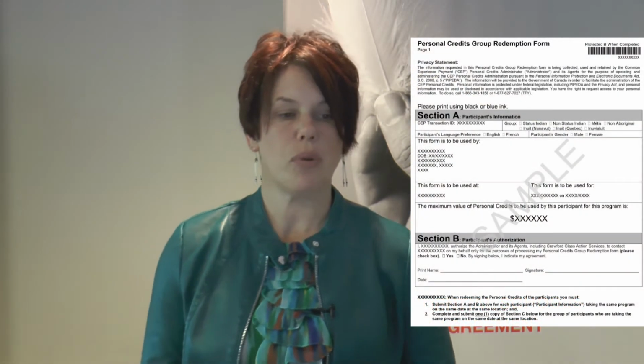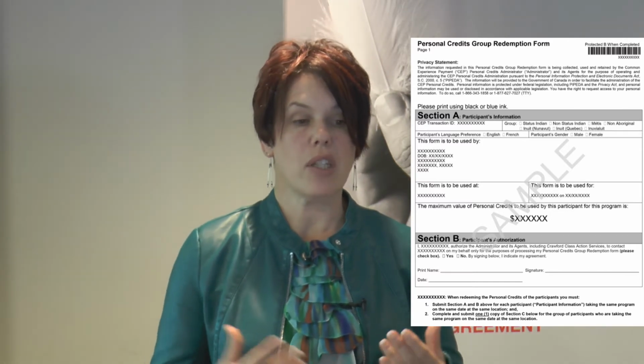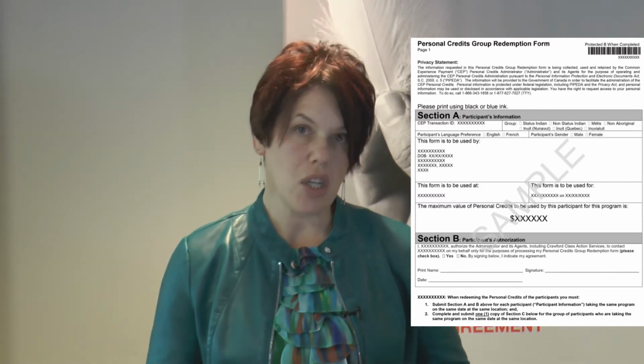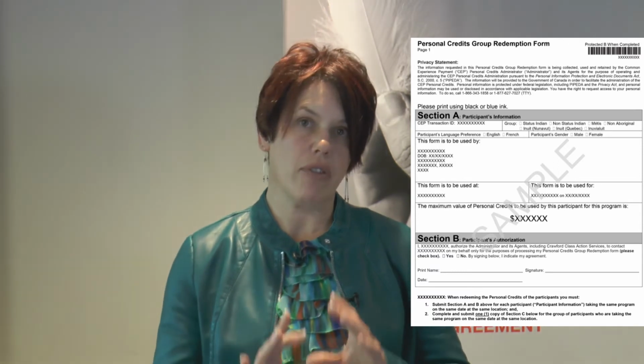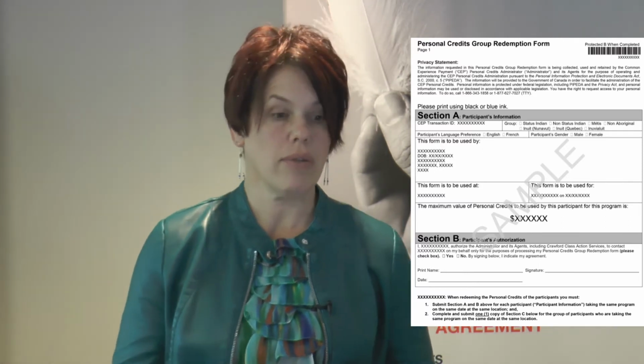Okay, so now you should have the Group Education Service redemption form in front of you. And on the very first page, it has section A, which is pre-filled and looks like a voucher. So, for example, it'll say this form is to be used by Sally Smith, this form is to be used at Blue River First Nation, this is to be used for the Blue River First Nation cultural program at a maximum value of $3,000. So there are a couple of items in that first section that are not filled out that you need to fill out. So fill out the participant's group, their language preference, and their gender.